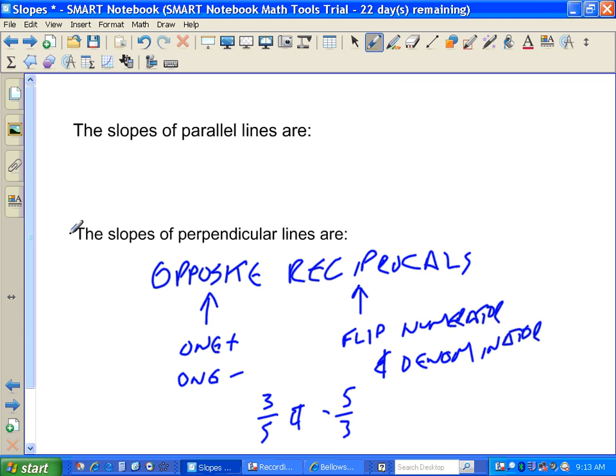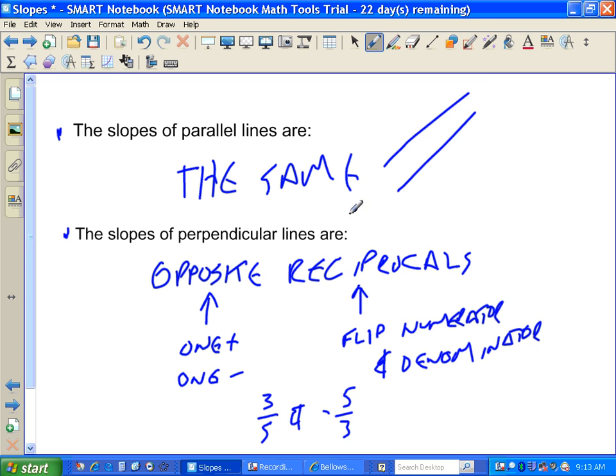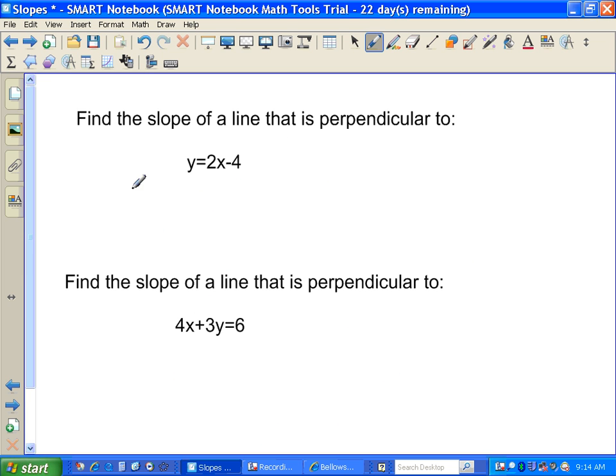Okay. Up here, the slopes of parallel lines. We remember this from our systems of equations work. Slopes of parallel lines are the same. And that's what makes them parallel. They have the same rise and the same run. Okay. Shorthand for parallel is that. Shorthand for perpendicular is that. It looks like a little slanty 11, and then the perpendicular marks. Okay. So let's use this to figure some things out.